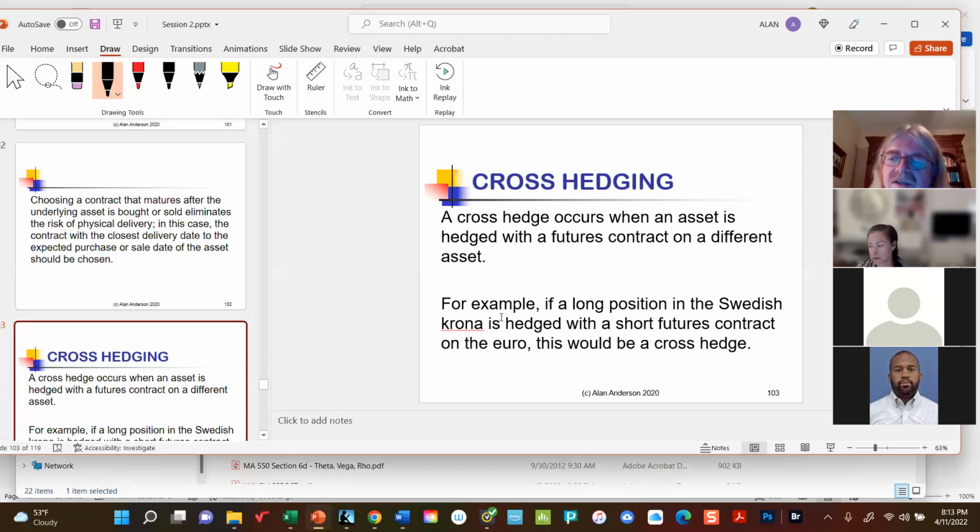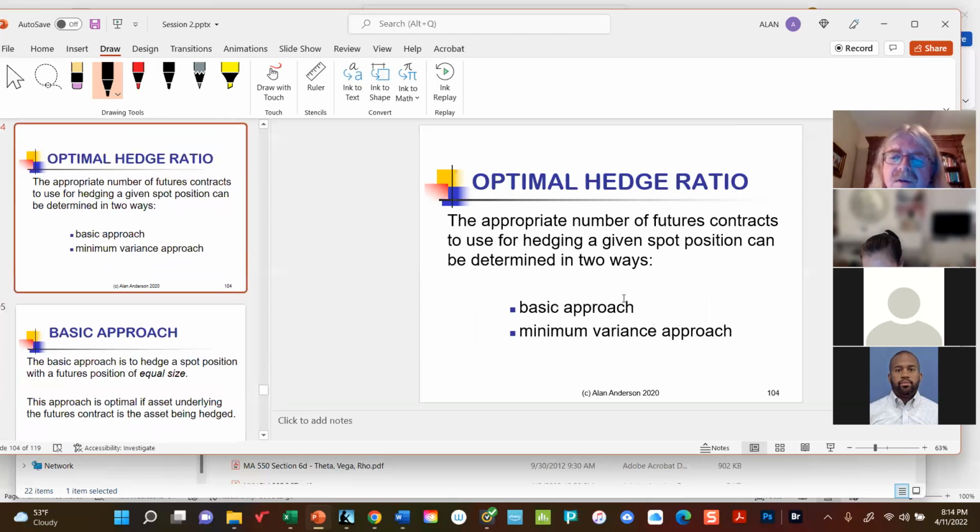And then it matters a great deal what the correlation is between the underlying asset that we really need to hedge and the one underlying the futures contract. So we can also use as an example the Swedish krona. Sweden never joined the Eurozone. And so therefore, if we are doing business in Sweden, we may want to hedge our risk with a futures contract based on the euro.